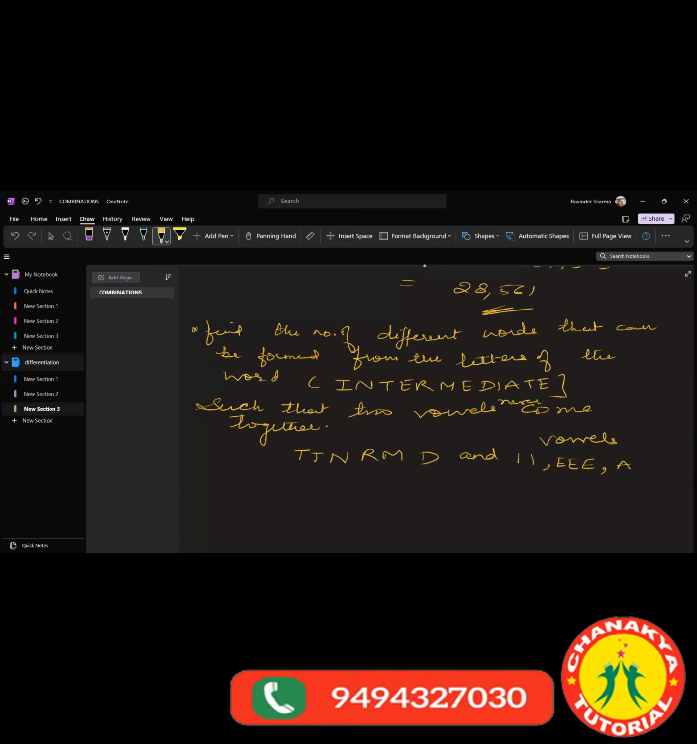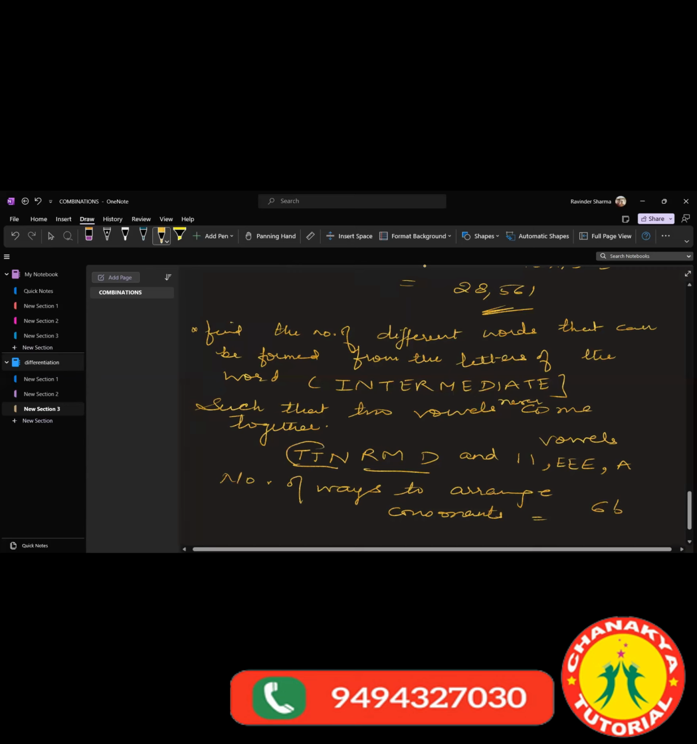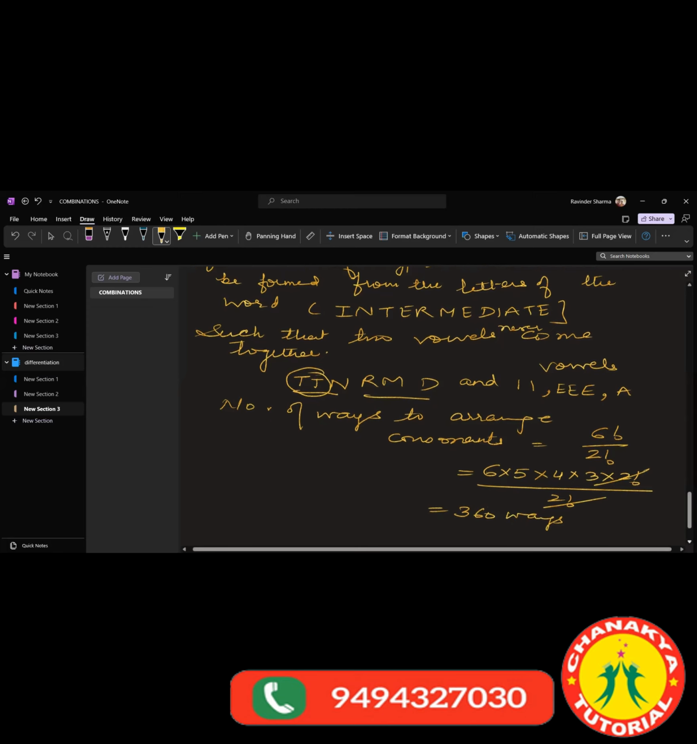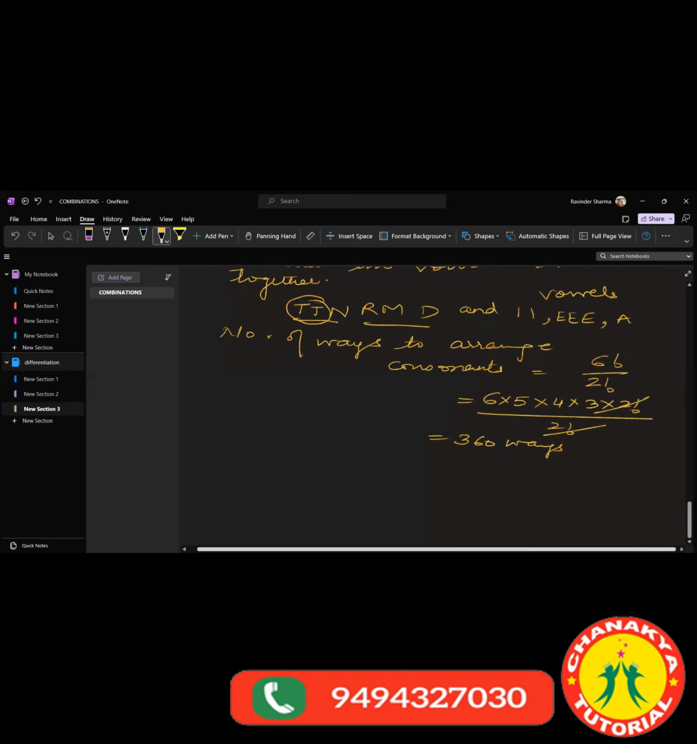So how many consonants are there? 6. So the number of ways to arrange the consonants is 6 factorial. Now two letters T are repeating, so you will divide by 2 factorial. So you can solve 6 into 5 into 4 into 3 into 2 factorial divided by 2 factorial. 2 factorial cancels. 6 5s are 30, 30 4s are 120, then 360. Got it, this point? Yes. Okay.